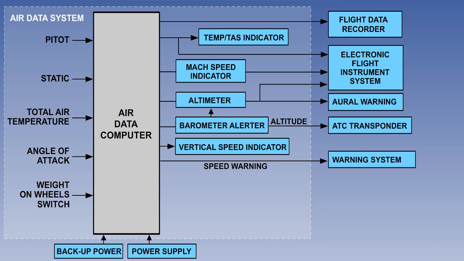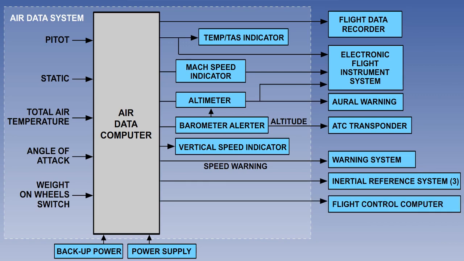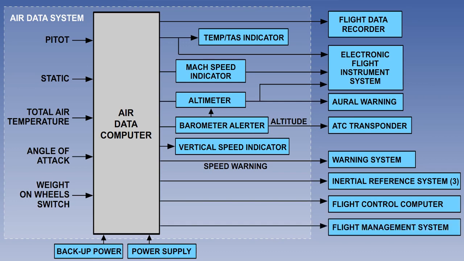on wheels switch. Outputs are also fed to the three inertial reference systems, the flight control computer and the flight management system, or FMS. These will be covered later in the course. So you can see that the air data computer is a central source of information for many other user systems, passing the information using digital electronics, not pitot and static pipes.